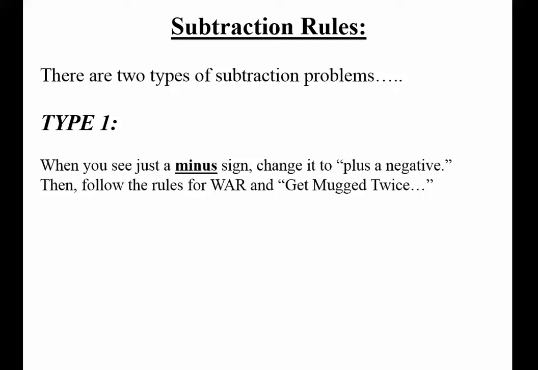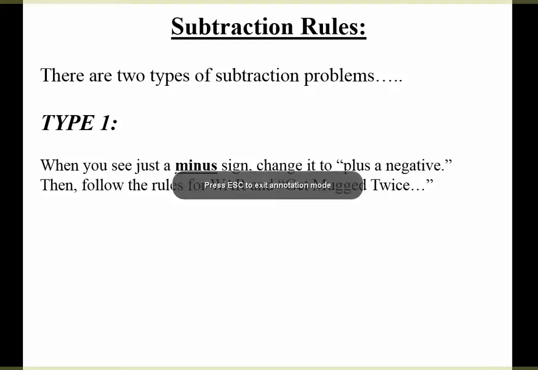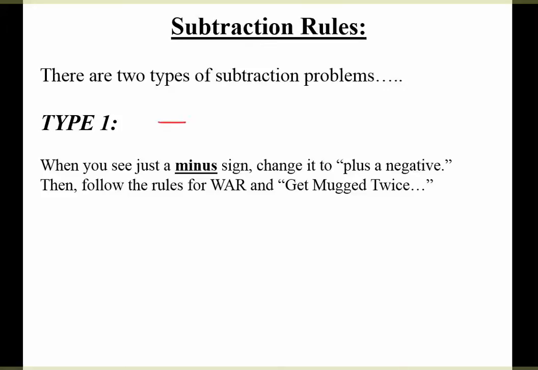Okay, so here's the type 1 problem. For the type 1 problem, when you see just a minus sign, change it to plus a negative. Once you've changed it to addition, then you're going to follow the rules for war and get mugged twice. Okay, so symbolically, here's what that's going to look like. Notice I say just a minus sign. Okay, that's not a negative sign, and that's not minus a negative. Okay, we'll attack that in type 2. But I'm saying when you see just a minus sign between your 2 numbers, that minus sign is going to convert into plus a negative. And the problem that we just did on the previous screen, this would be an example of a type 1 problem.